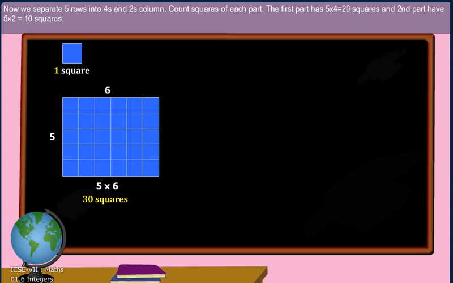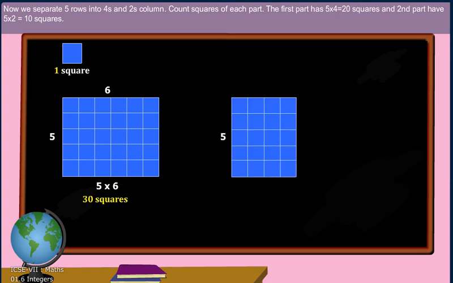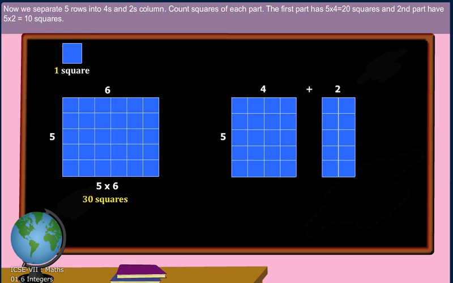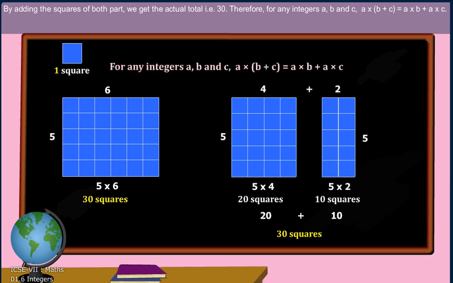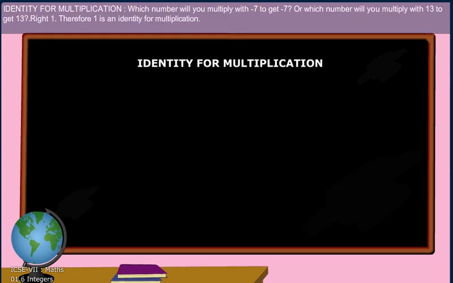Now we separate the 5 rows into 4s and 2s columns. Count the squares of each part. The first part has 5 into 4 is equal to 20 squares, and the second part has 5 into 2 is equal to 10 squares. By adding the squares of both parts, we get the actual total, that is 30. Therefore, for any integers a, b, and c, a into (b plus c) is equal to a into b plus a into c.